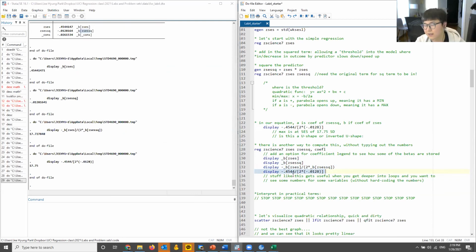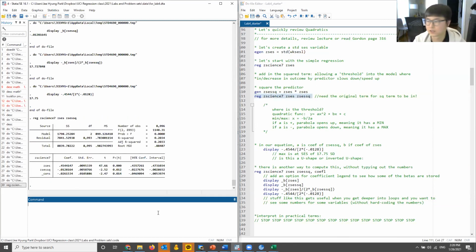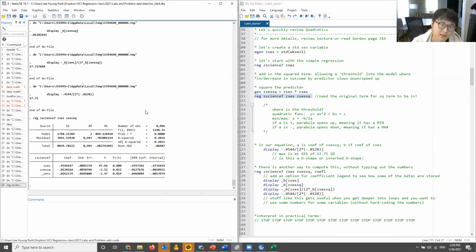And this becomes useful later, like when you're running a lot of loops and you can't hard code your numbers into your code, but you could take the coefficient from this variable and then take this coefficient from this variable and manipulate algebraically. You don't have to do any of this, but this was just a quick review of quadratics, which you've seen before. And one practice we'll do is just interpreting what this means practically. So I'll rerun the regression. And I'll make this a little bit bigger.